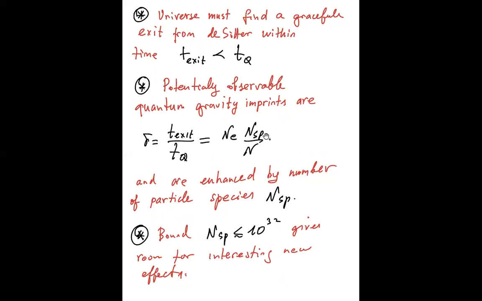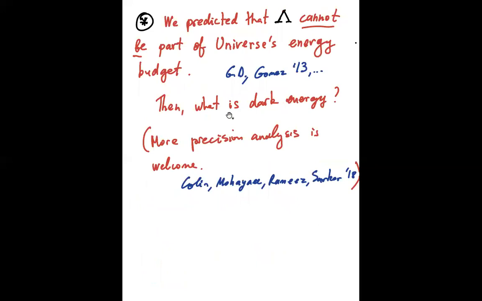And so in theories with a large number of species, this type of effect can be not only observable, it can be the major source of quantum effects in the universe, from the early universe. And the bound, as I said, is 10 to the 32. And of course, for present-day cosmology, what we predict is that lambda cannot be part of the universe's energy budget.